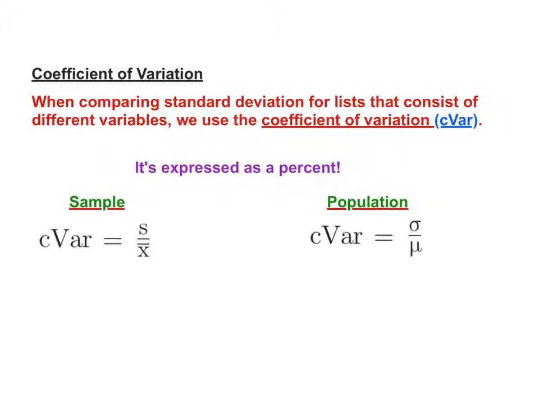Here's sample and population. And so we write this coefficient of variation with the little c and then var. Okay, here's all that this is. This is the standard deviation over the mean. You have the notation for sample, which is the s over the x bar. For population, you have the lowercase sigma over lowercase mu. All right? It's just the standard deviation over the mean.